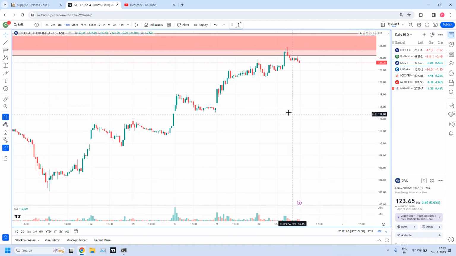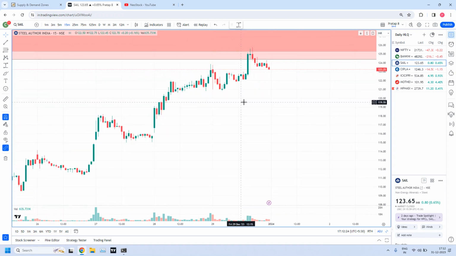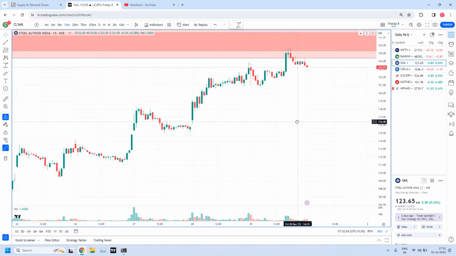But otherwise, once prices entered into this 75-minute zone, they started falling down. But anyway, we didn't plan the trade due to the risk point of view.